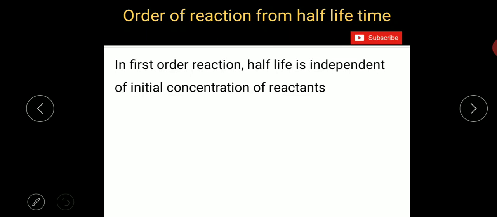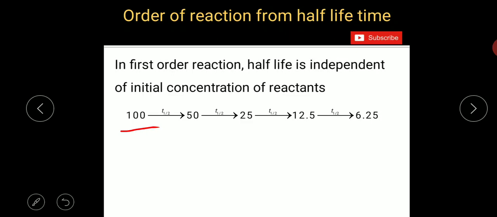When you come to first-order reactions, half-life time is independent of the initial concentration of reactants. Suppose initially you have 100% of reactants. After one half-life time, what will be the remaining concentration of reactants? 50. But in first-order reactions, after another half-life, half of the remaining concentration of reactants will be consumed. The remaining concentration after the first half-life is 50. What is half of it? 25. It means 25 will be consumed in the second half-life.